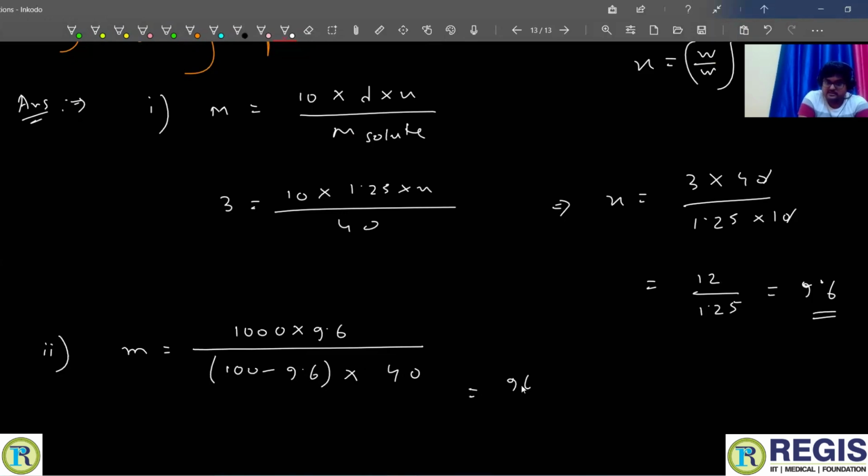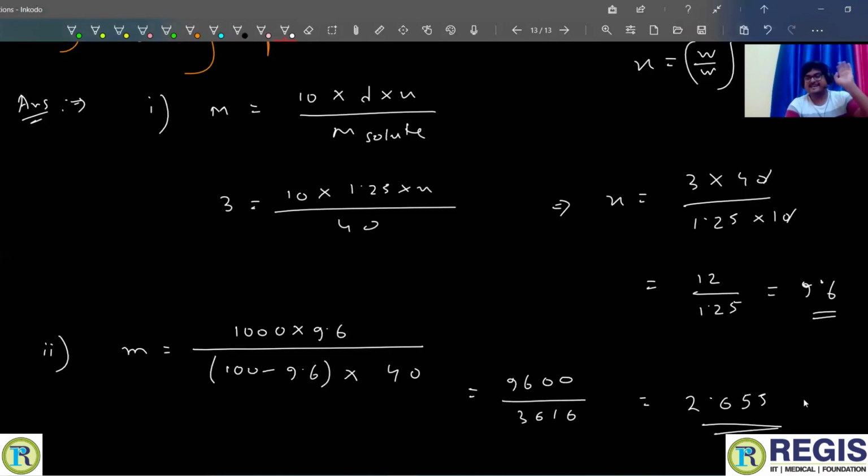After getting calculation, this value becomes 9600 divided by 3616, 2.655. Any doubt? This is about the molality of solution. Any doubt? So that is the end of molality. Next class we will do ppm. After that we will start the solution which are mainly present in class 12 part. Any doubt regarding this part? Okay, tell me and try to do this type of questions. Okay, bye. Take care for today.